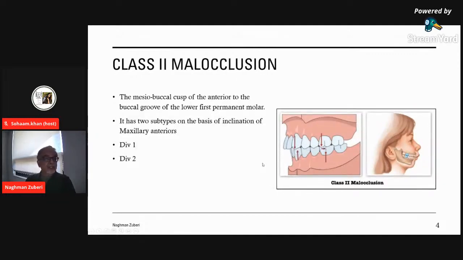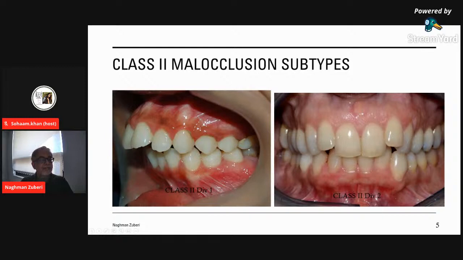Well, in class 2 malocclusion, the mesiobuccal cusp of the upper first permanent molar is anterior to the buccal groove of the lower first permanent molar. We can see it over here. It has two subtypes on the basis of inclination of the maxillary anteriors, division 1 and division 2. Division 1 means the upper incisors are proclined and there is an excessive overjet.